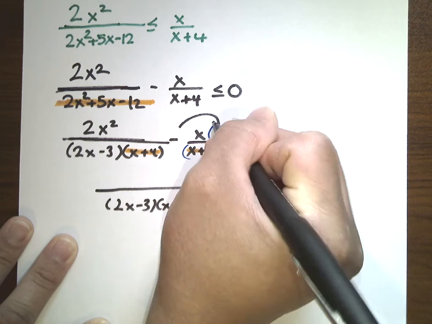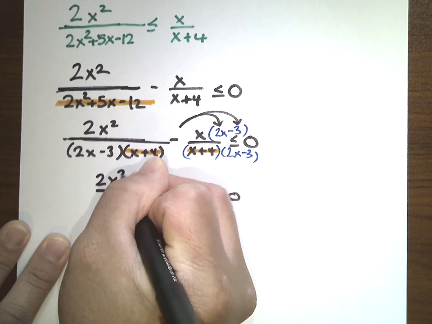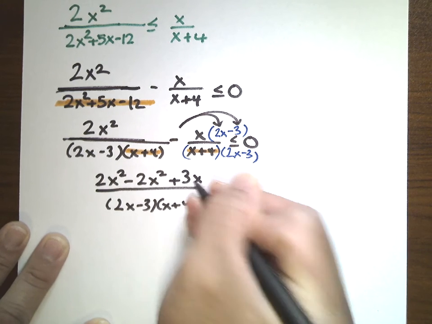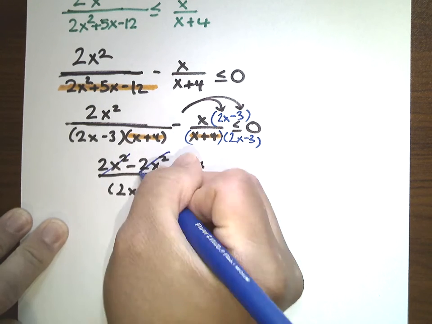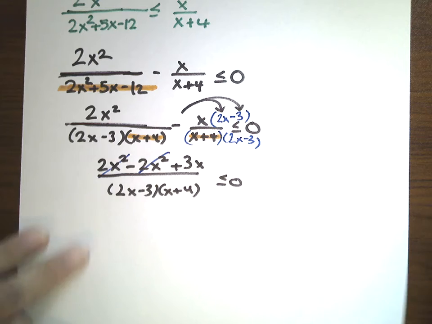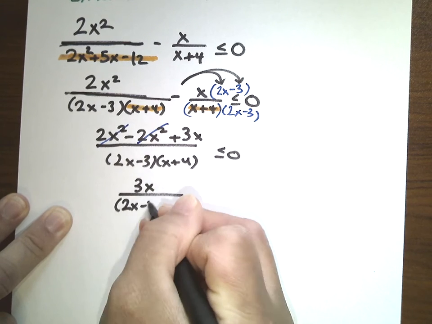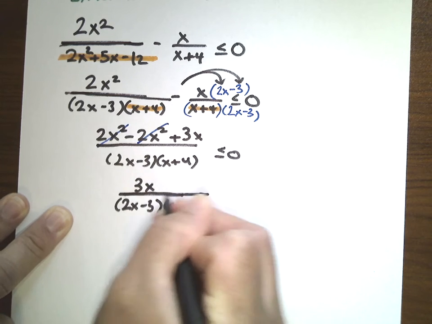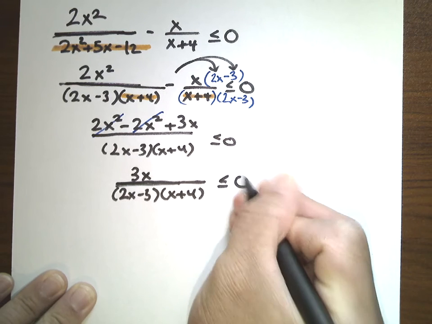And let's distribute this opposite of x here. So I have 2x squared minus 2x squared, then that's plus 3x. And that's good because now the 2x squareds zero out. So I have 3x over 2x minus 3 times x plus 4 less than or equal to 0.